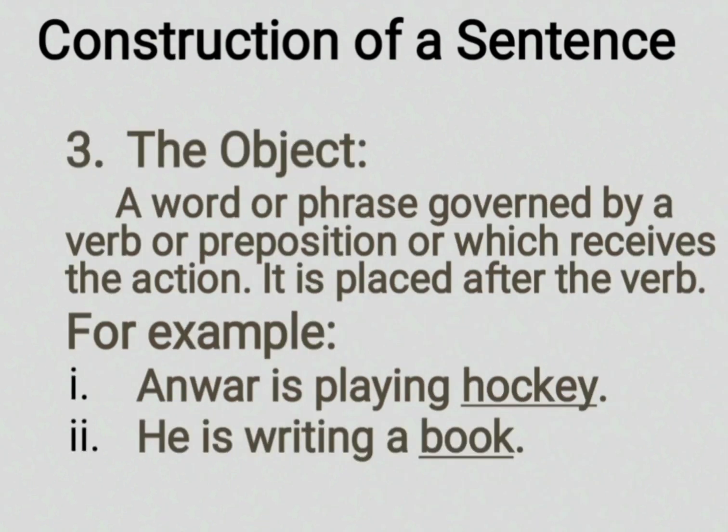The next part of the predicate is the object. A word or phrase governed by a verb or preposition, or which receives the action, is known as the object. It is placed after the verb. For example, in the first sentence, Anwar is playing hockey. Here, the underlined word hockey is an example of object. In the next sentence, he is writing a book. Here, the underlined word book is an example of object.